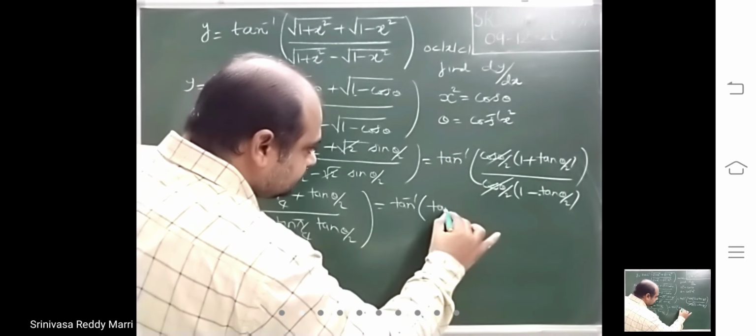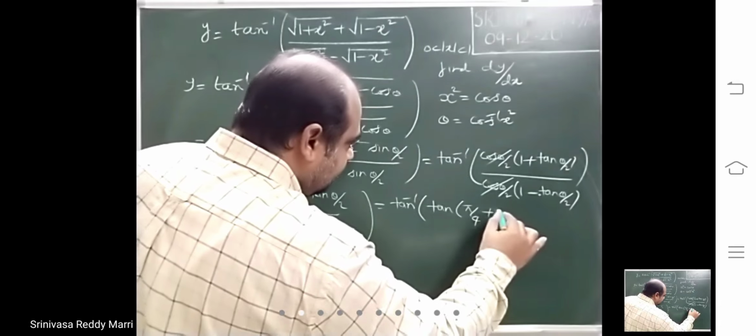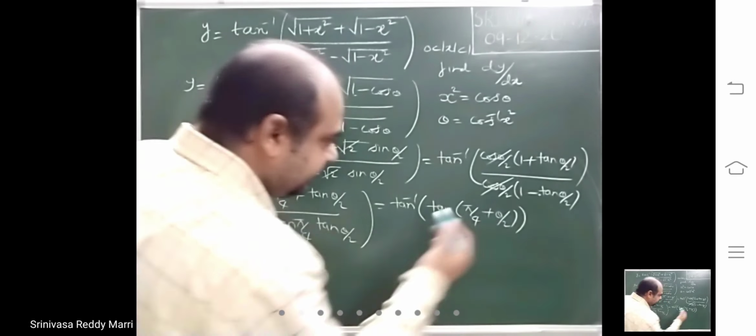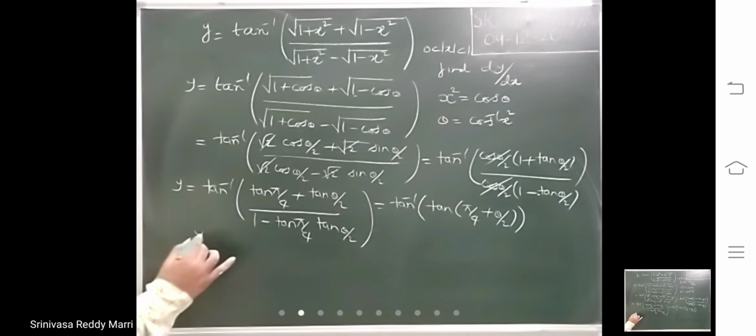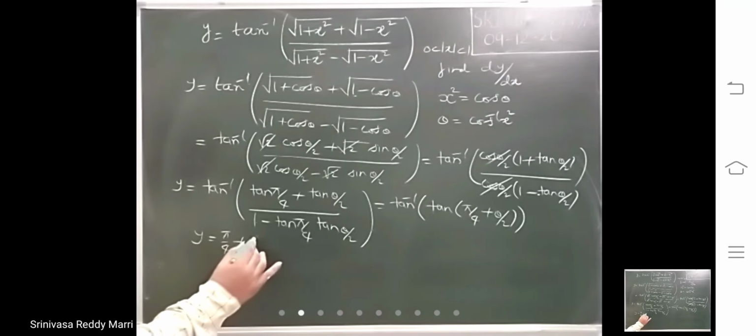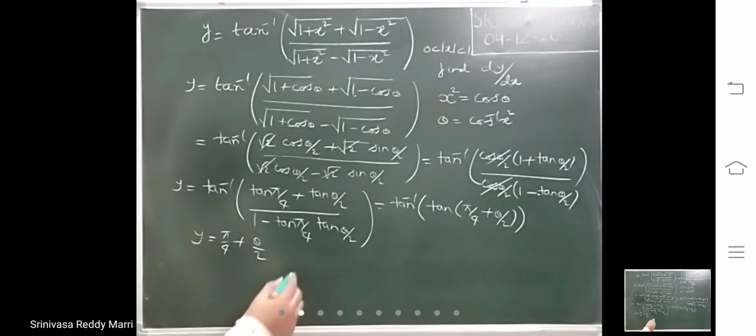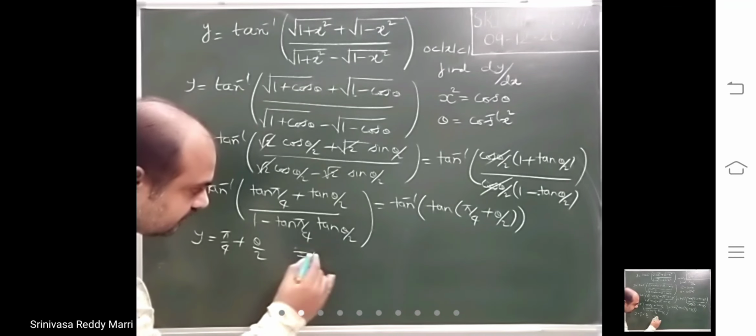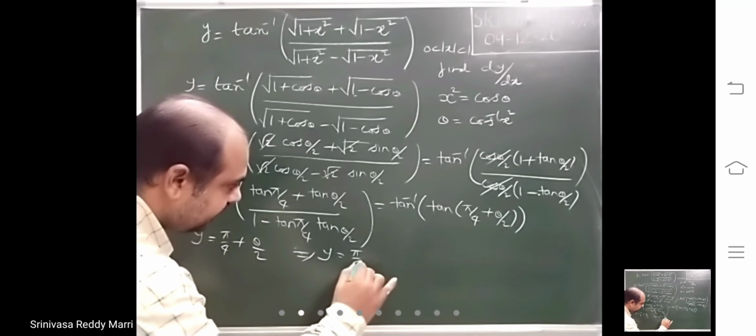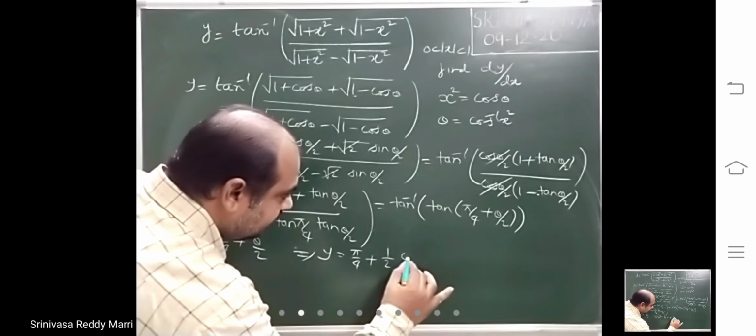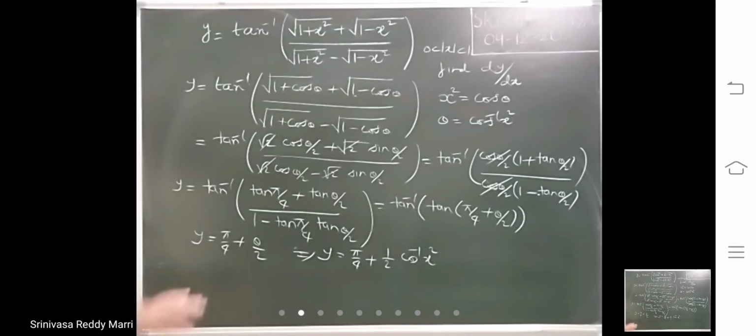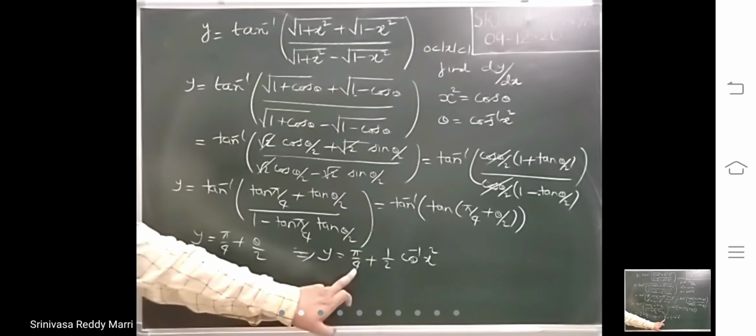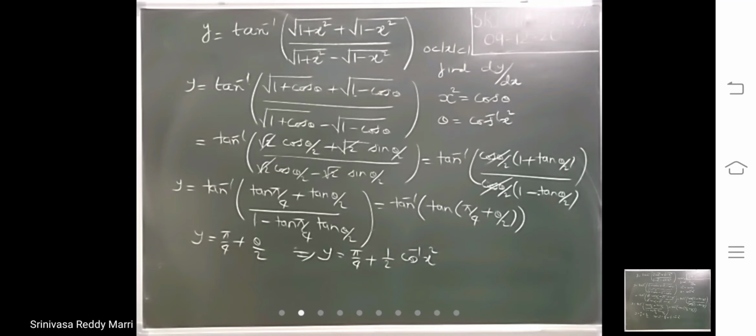So this is tan inverse tan of pi by 4 plus theta by 2. Tan inverse tan gets cancelled, so it is pi by 4 plus theta by 2. Simplified. Now theta is cos inverse x square. That means y equals pi by 4 plus half cos inverse x square. This expression has simplified to pi by 4 plus half cos inverse x square.